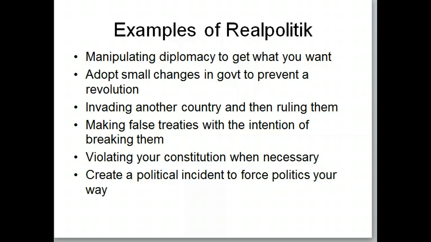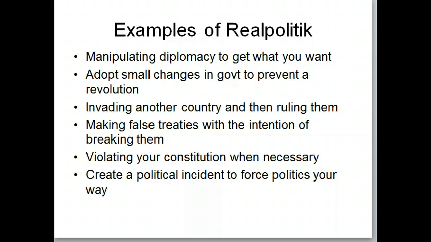You might break treaties, or make false treaties with the intention of breaking them. Sure, we'll sign a treaty, don't worry, it won't be a problem. And then you break the treaty a month or two later. You might violate your constitution when necessary.